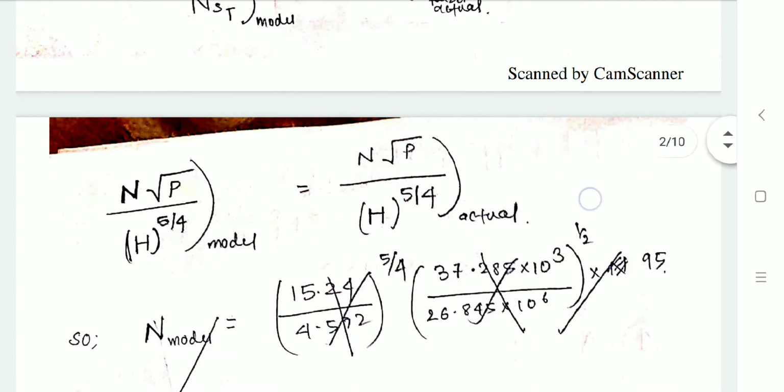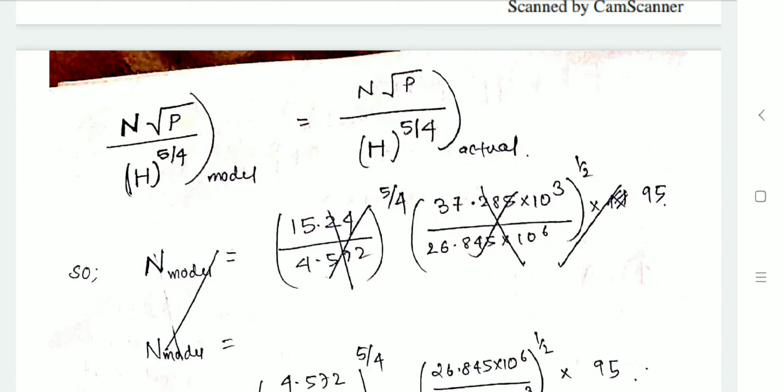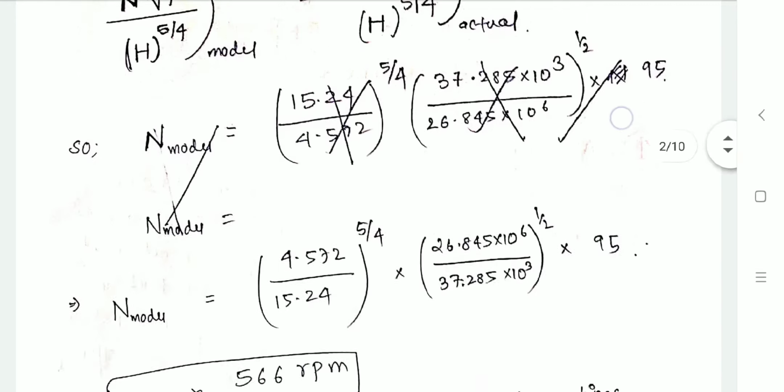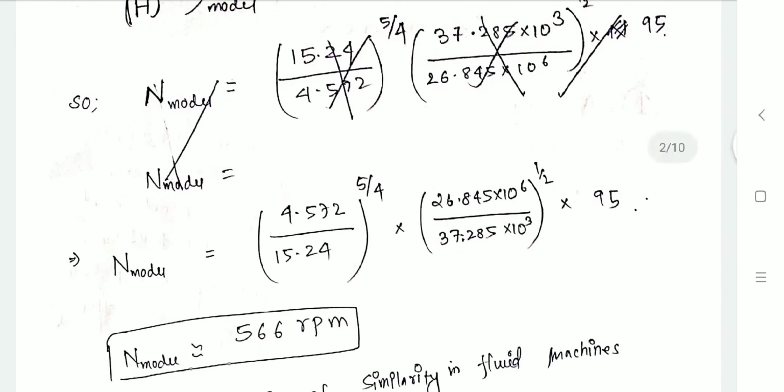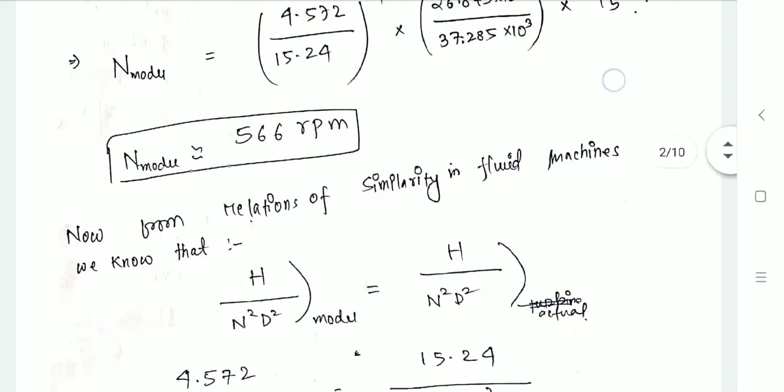So in this expression, except for the rotational speed for the model turbine, we know all the parameters. So substitute the values in this expression. We get the rotational speed of the model turbine as 566 rpm.